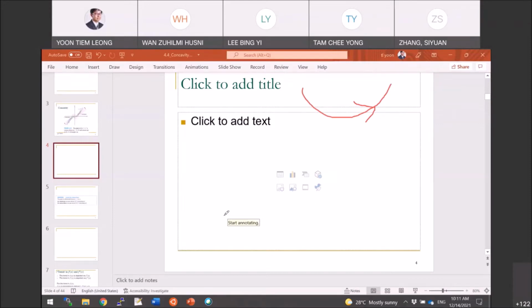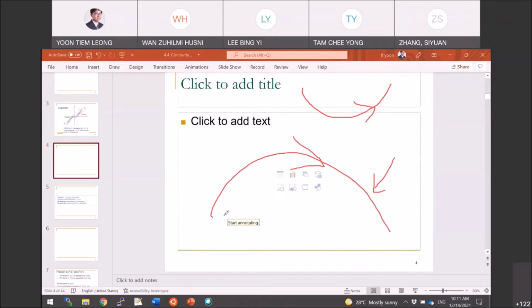And you could have another function that could be like this, right? So this is a function that has a down concavity, because it is like a bowl facing downwards. So this is a graph which has a negative concavity, or which is concave downwards.